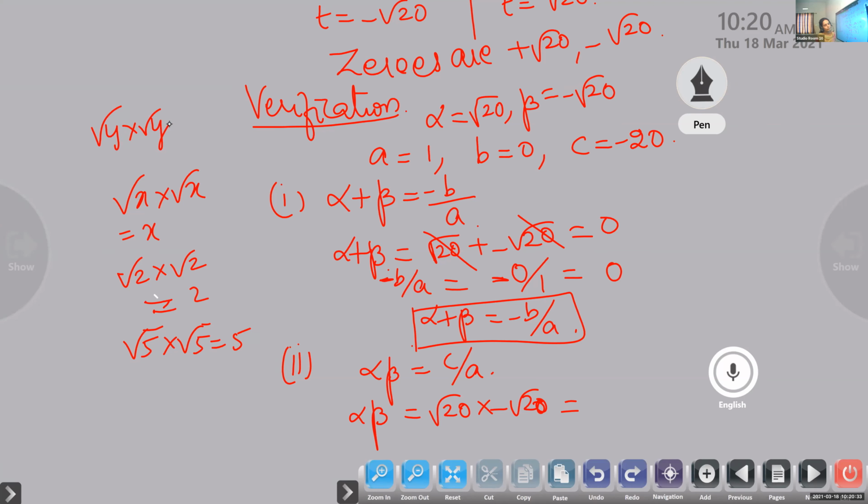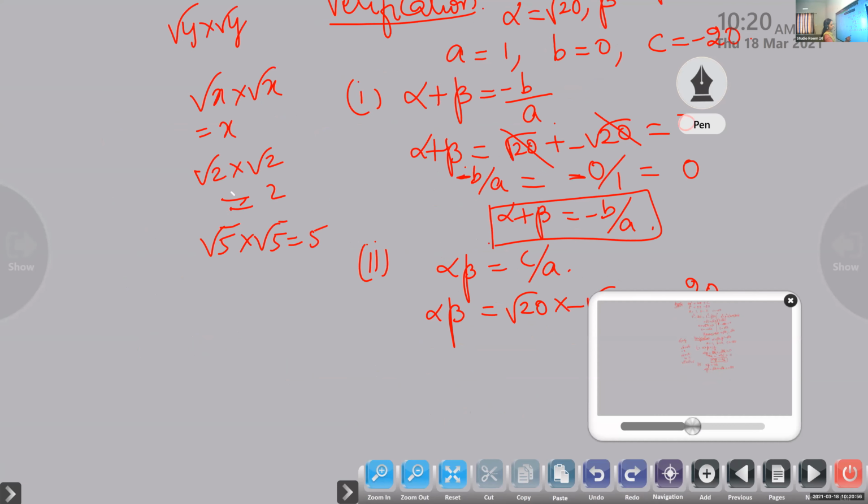What is root y into root y? Y. So here, what is root 20 into root 20? Here one is negative, so it is minus 20. It is minus 20. Now you evaluate the other side.